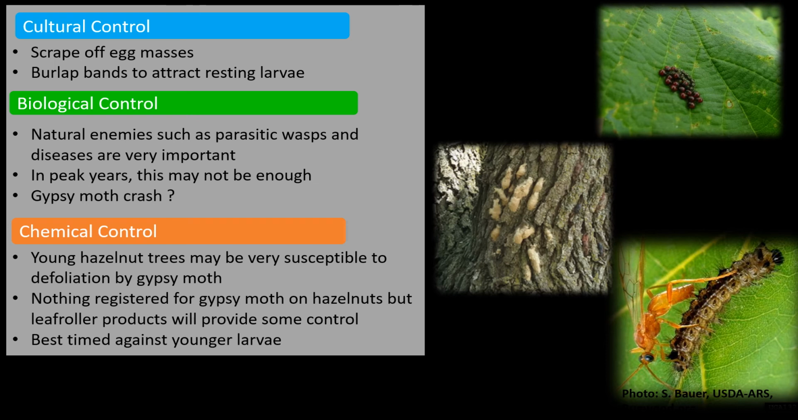Now with chemical control, you may want to be considering this with young trees. However, it is important to be aware that there is nothing actually labeled for the control of gypsy moth on hazelnuts. However, we do have a number of leaf roller products that are registered for oblique banded leaf roller, and when you're applying for that pest at that timing, it may provide control of gypsy moth, and that's best timed against younger larvae, both for OBLR and for that residual effect against the gypsy moth.